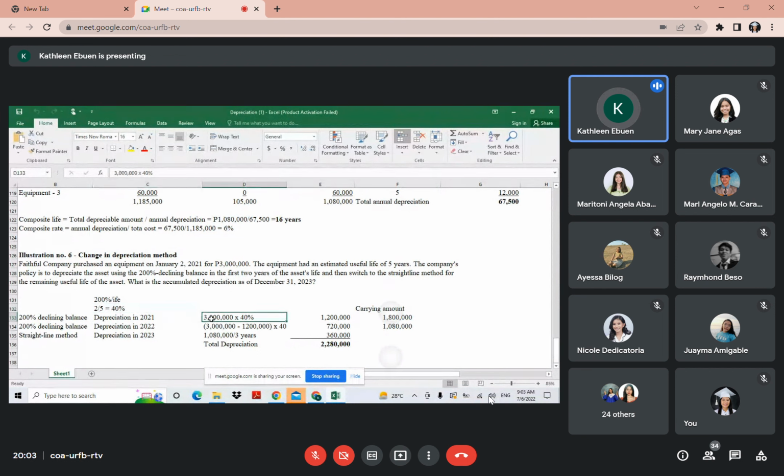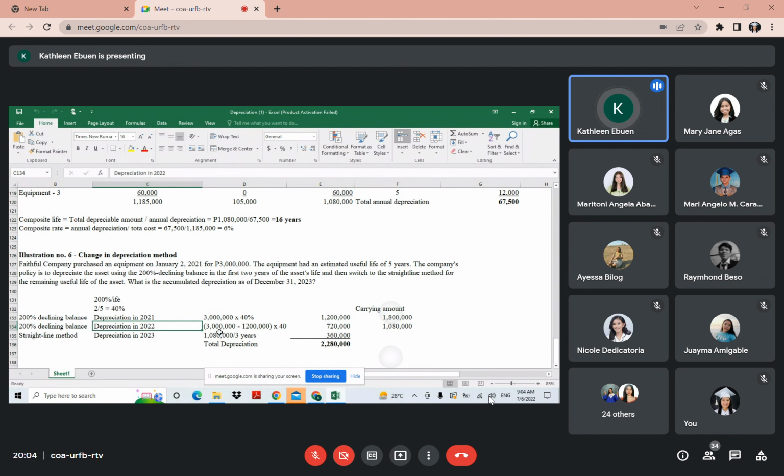So yung 3 million, that is the carrying amount. Ignore kung merong binigay na residual value. So times 40%. So sa first year po, 1.2 million ang ating depreciation. And the carrying amount will be 1.8 million.